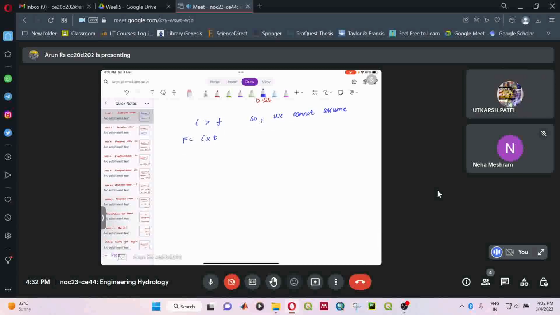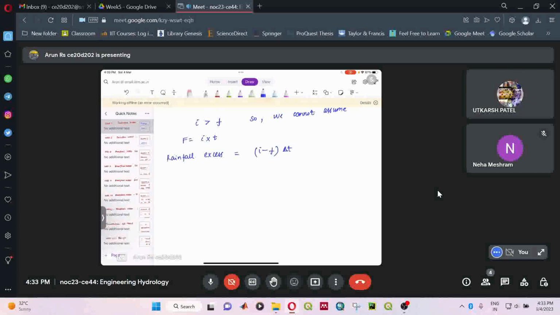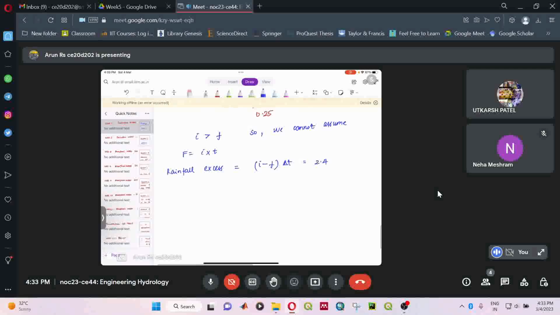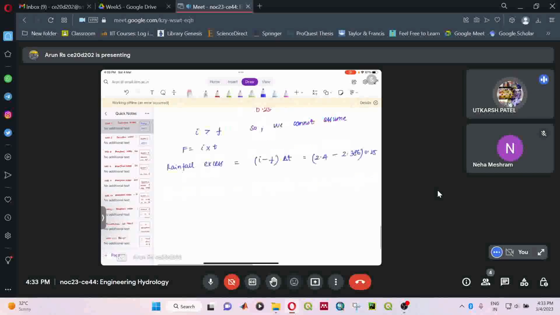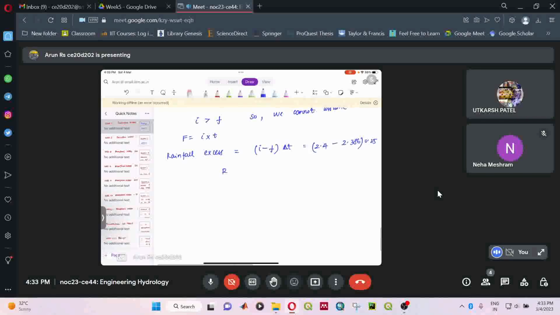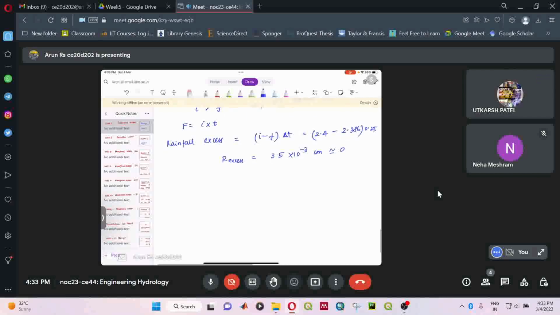So we will calculate the rainfall excess in this time step. Rainfall excess is given by I minus F into delta T. So your rainfall intensity is 2.4 minus your F, 2.386, into delta T, 0.25. So your rainfall excess is 3.5 into 10 power minus 3 centimeter. You can see this is a very small quantity. We can approximate it to 0 also.